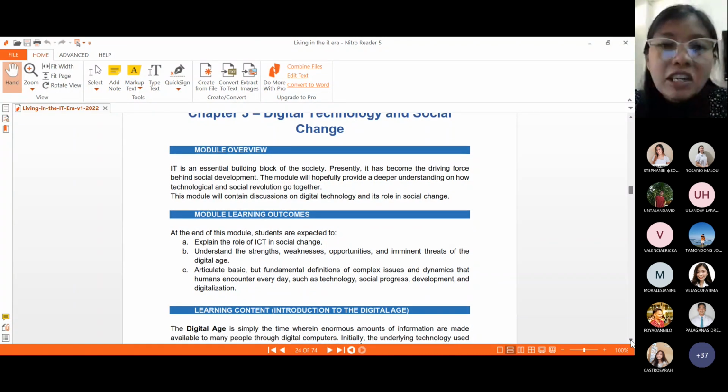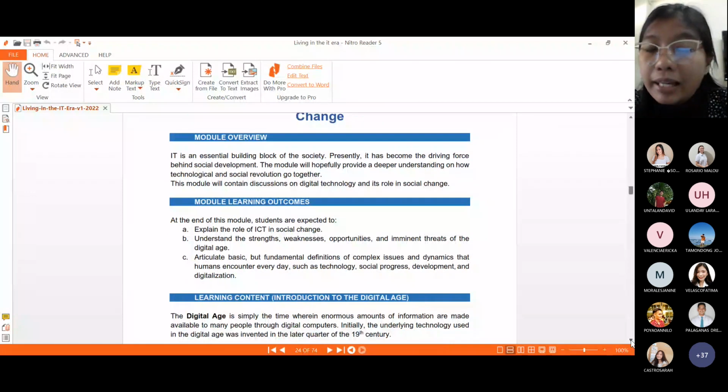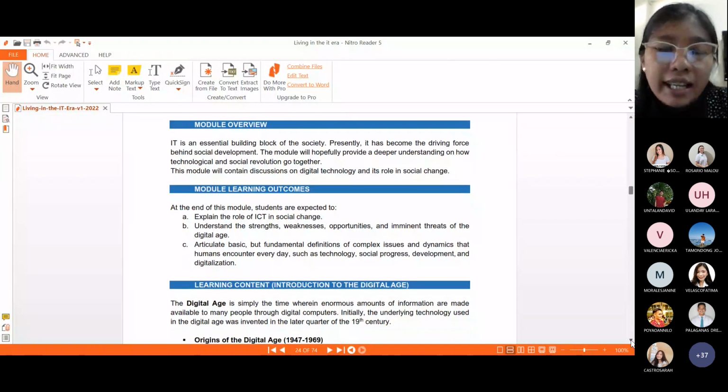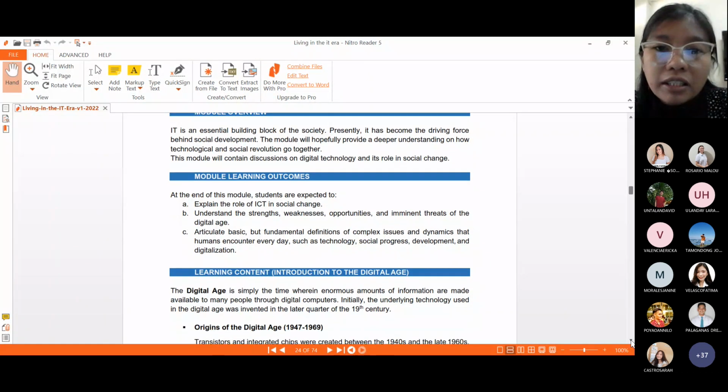Okay, so IT is an essential building block of the society. Presently, it has become the driving force behind social development. The module will hopefully provide a deeper understanding on how technological and social revolution go together, how the changes or how the inventions in technology affected or revolutionized the society. This module will contain discussions on digital technology and its role in social change. How did it affect the society?